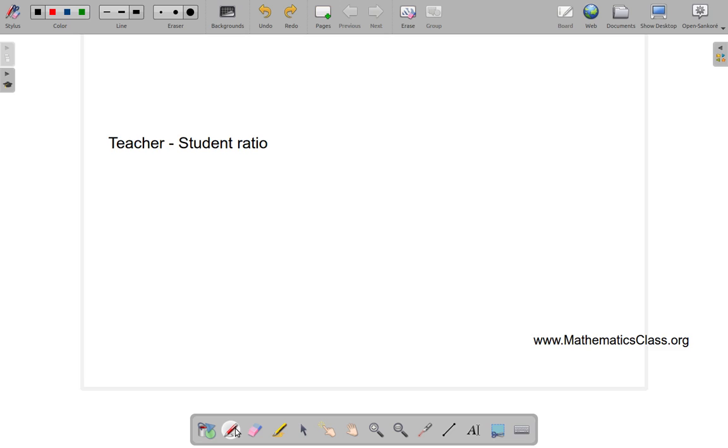Alright? So if you have a teacher-student ratio of 1 to 15, it can be written as 1:15. That's the usual way to write down ratio. It is really a fraction. You are really saying 1 divided by 15. What that means is you have one teacher in a class, you will have no more than 15 students in the class.